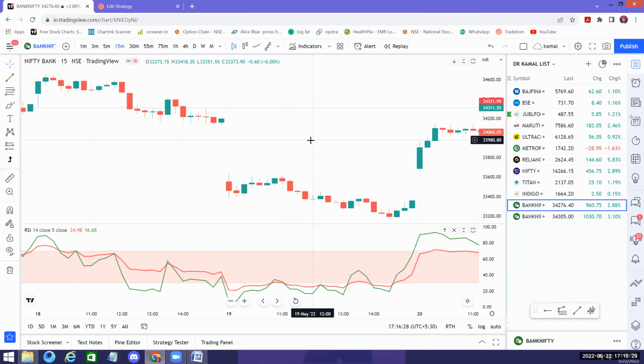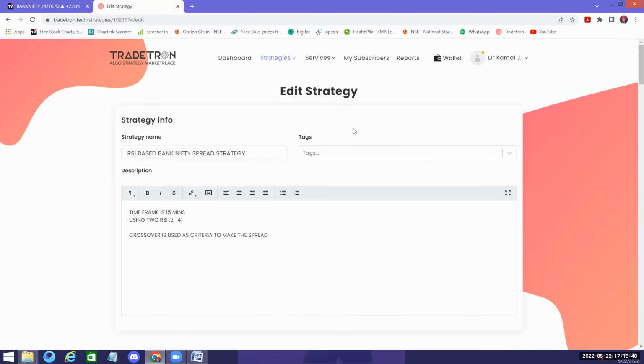So we'll try to make a strategy on it in TradeTron. So any questions till now, please unmute and ask, because I'm not going to come back on the chart and explain it again. Okay, I presume everybody is doing well.